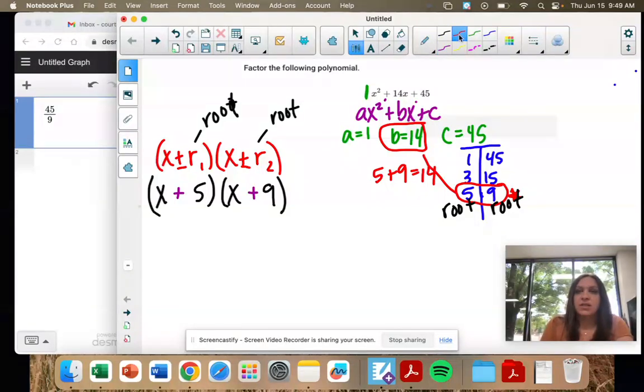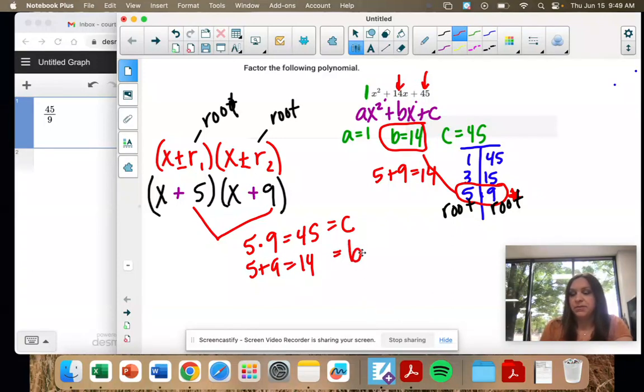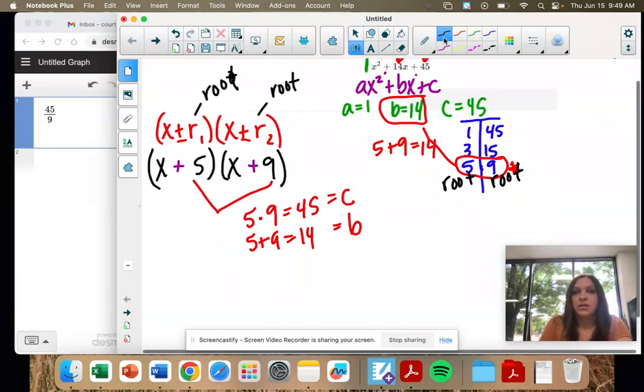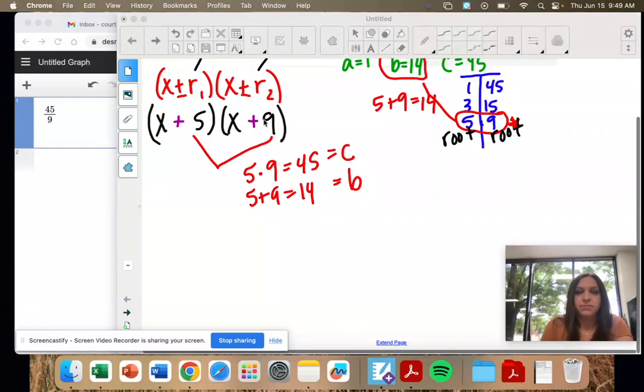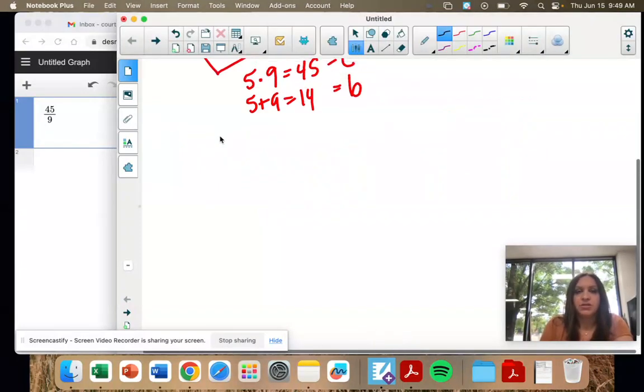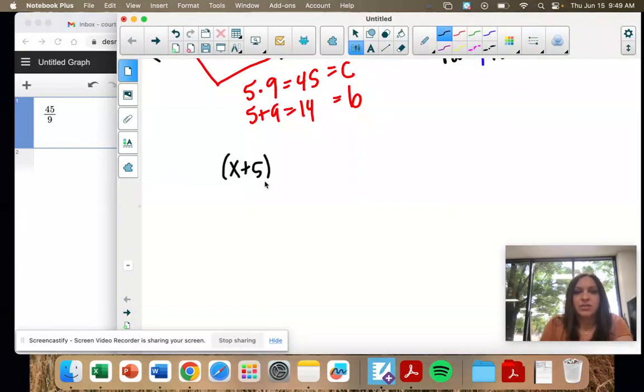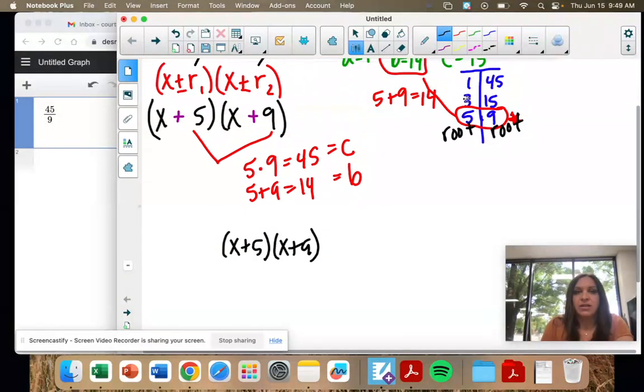But what happens is these need to, 5 times 9 is 45, C. 5 plus 9 is 14, which is B. So multiply to C, add to B. And then I'm going to hurry and check and make sure we did it right by multiplying, by using the distributive property. So x plus 5, x plus 9.